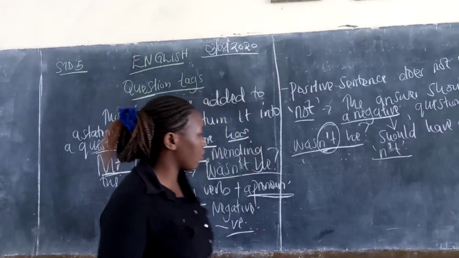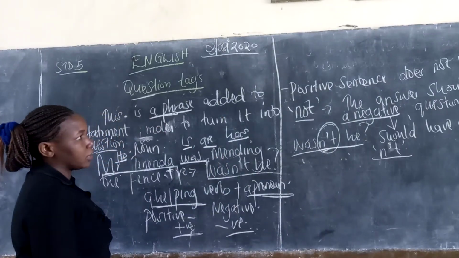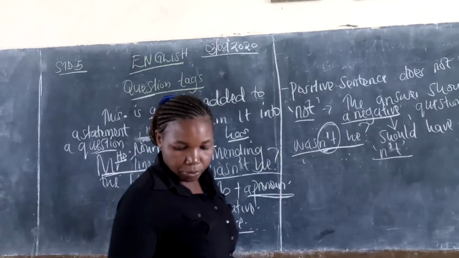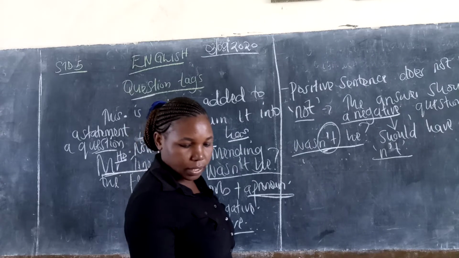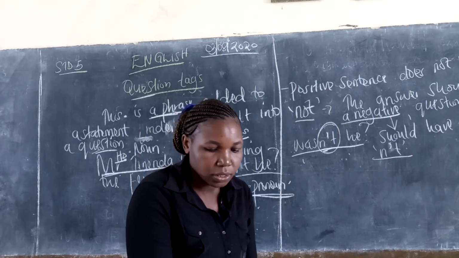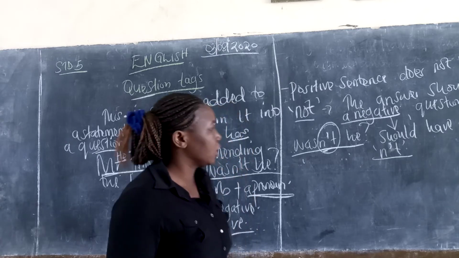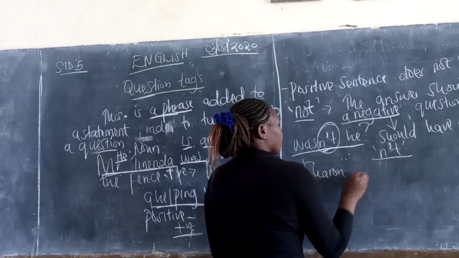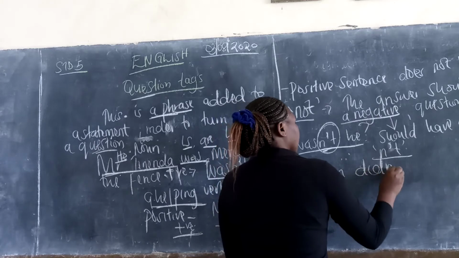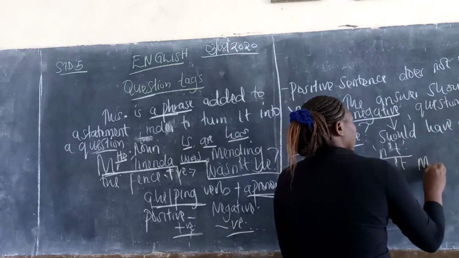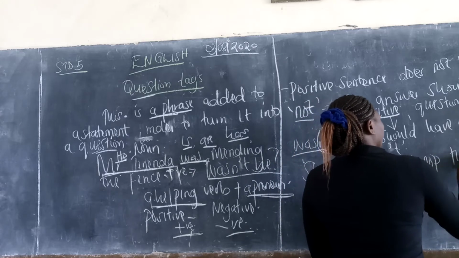So that is how we are going to look at the sentence. I'm going to do another example. Sharon didn't mop the floor.